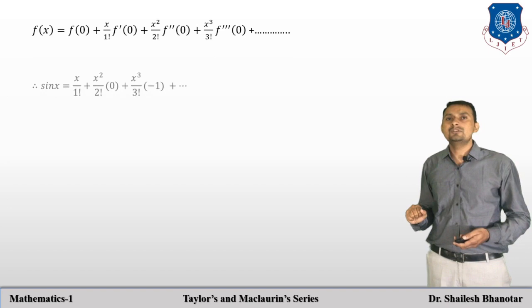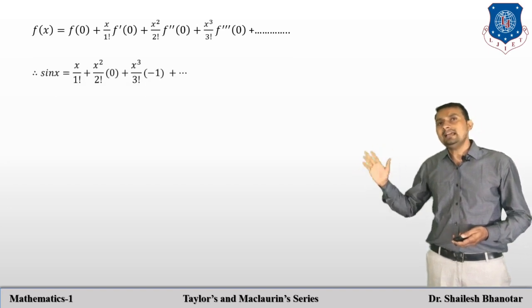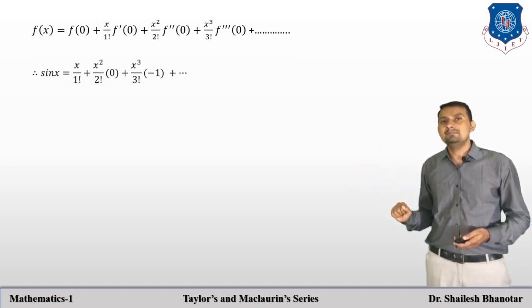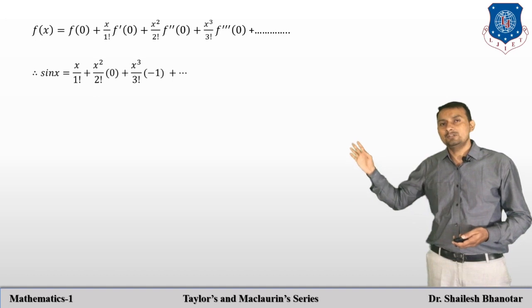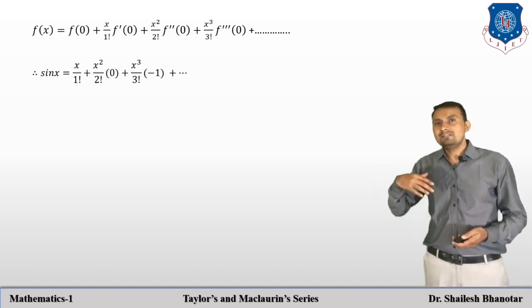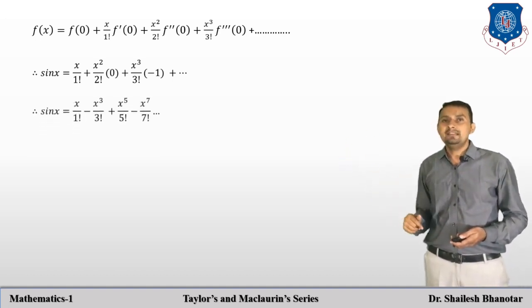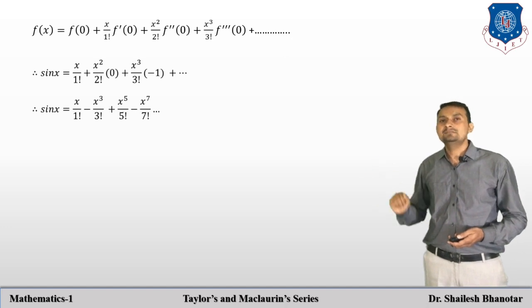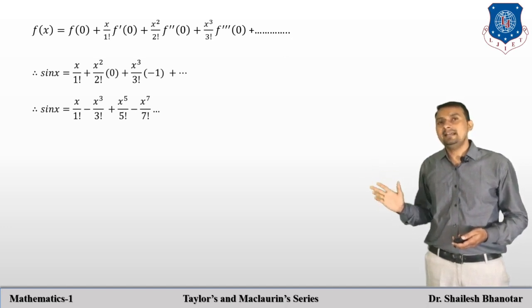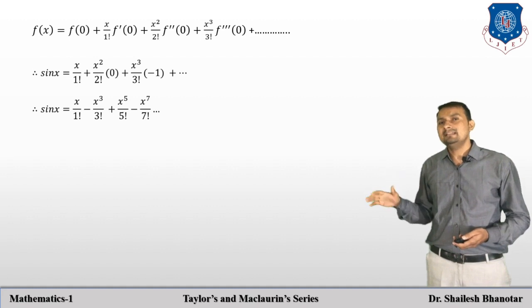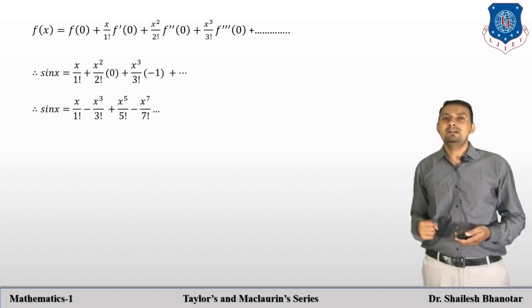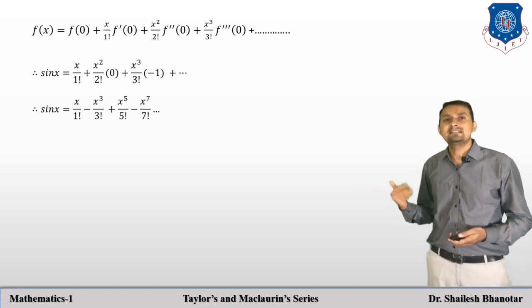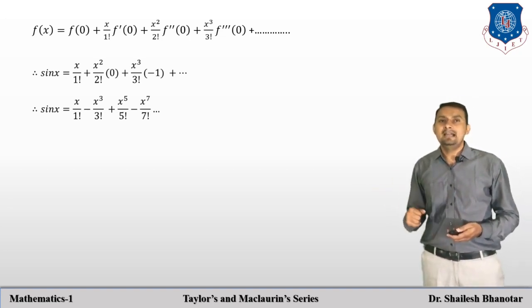Now we substitute all these values in the given form, and that is our Maclaurin series. If we substitute all these values, then sin x is going to be x divided by 1 factorial plus x square divided by 2 factorial into 0 plus x cubed divided by 3 factorial into minus 1 plus and so on. When we simplify this, we get the expansion of sin x: sin x is equal to x divided by 1 factorial minus x cubed divided by 3 factorial plus x raised to 5 divided by 5 factorial minus x raised to 7 divided by 7 factorial and so on.